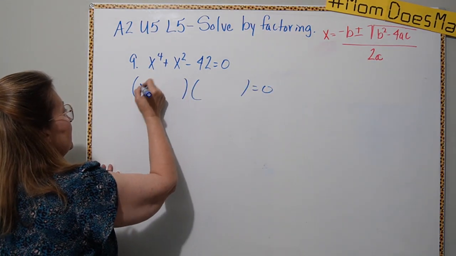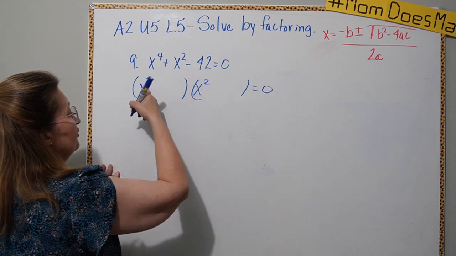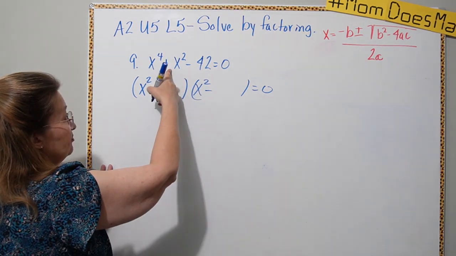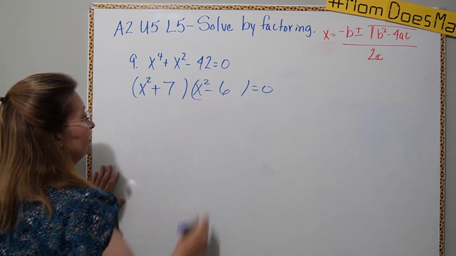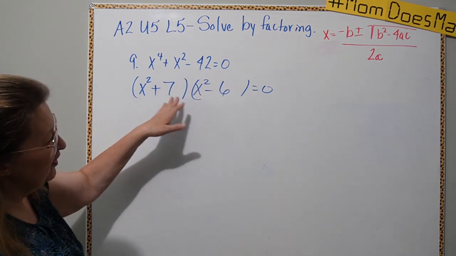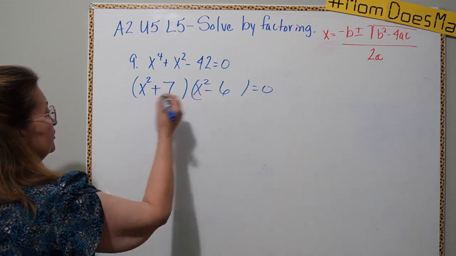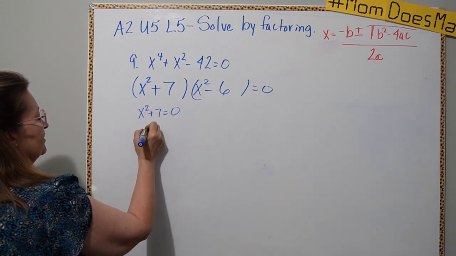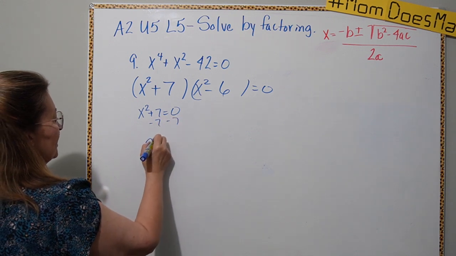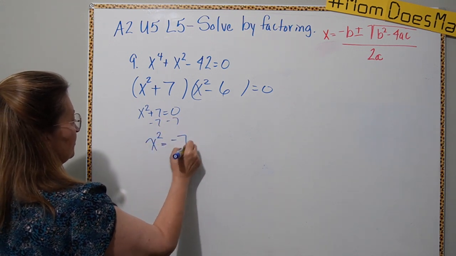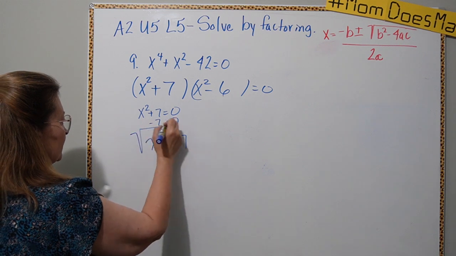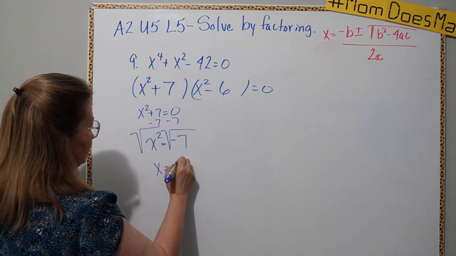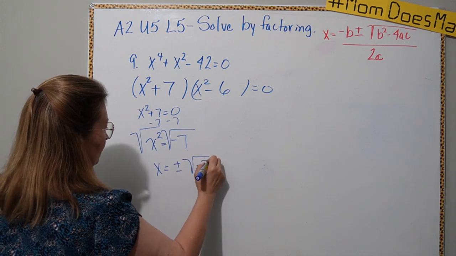All right, so this is going to be x squared. You're taking the square root of the first term. Then you find, like I said, one of each. All right, since this is positive, it's going to be positive 7, negative 6. All right, I look at both of these, nothing will factor. So we're just ready to set each one equal to 0 and solve. If I subtract 7 from each side, I have x squared is equal to negative 7. Now I'm going to take the square root of each side. So this is going to give me x is equal to plus or minus the square root of negative 7.